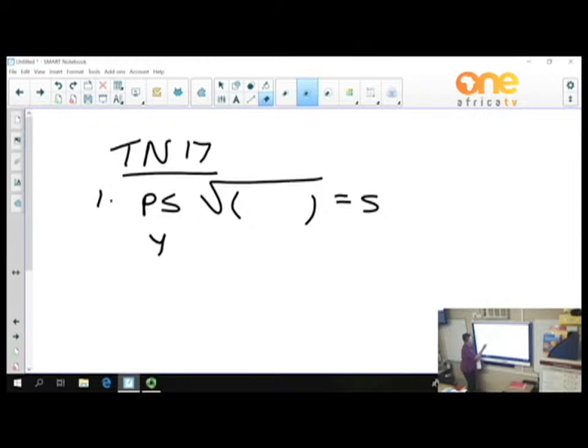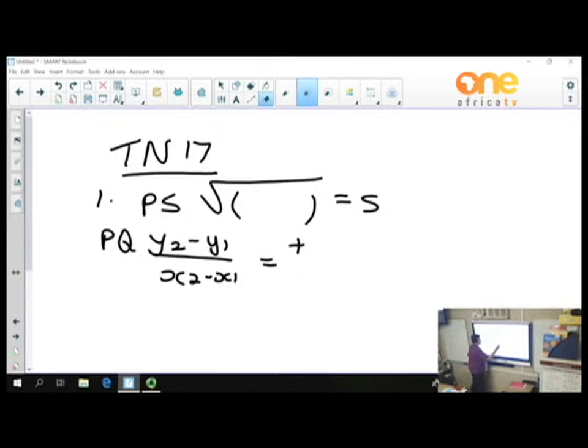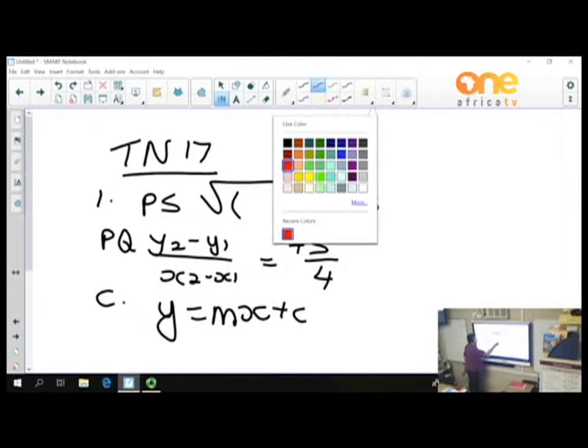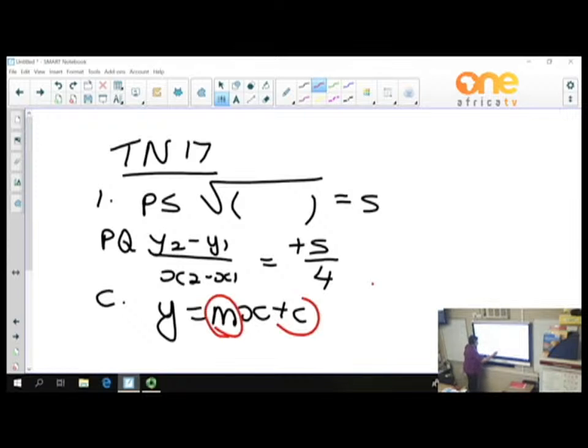So that means I'm just going to use my gradient formula, y2 minus y1 over x2 minus x1. That's why we need to know our formulas. What's the gradient there? Was it 5 over 4? Negative or positive? Positive 5 over 4. Then at C, they say find the equation of PQ. So what do you want? Y is equal to mx plus C. I already have the gradient, so I just need to find C. So y is equal to 5 over 4x plus C.